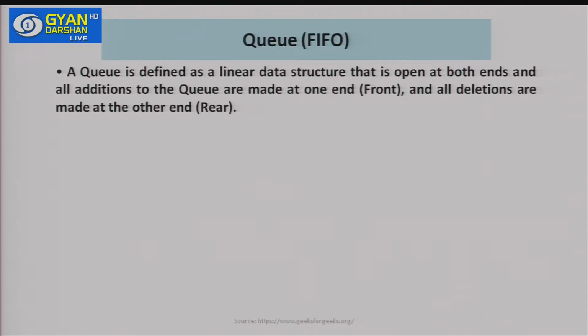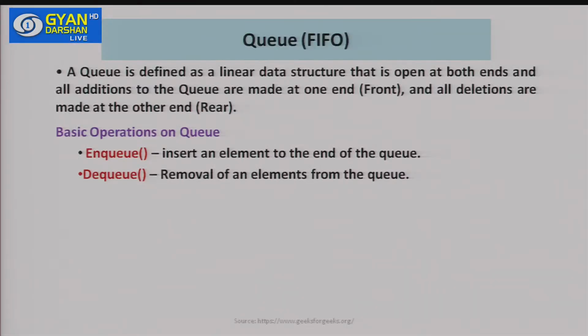So let us come to the queue. A queue is defined as another linear data structure that is open at both ends. In the case of stack, we have seen that both insertion and deletion are performed at the same end. But in the case of queue, insertion takes place from one end, known as the rear end, and deletion takes place from another end, known as the front end or head end.